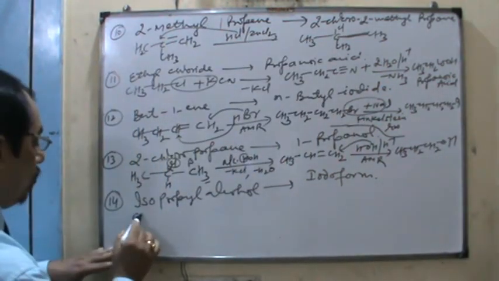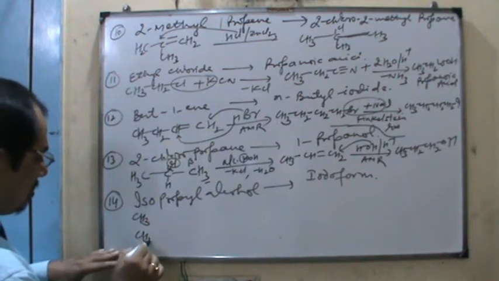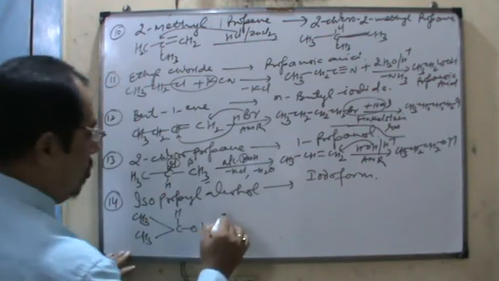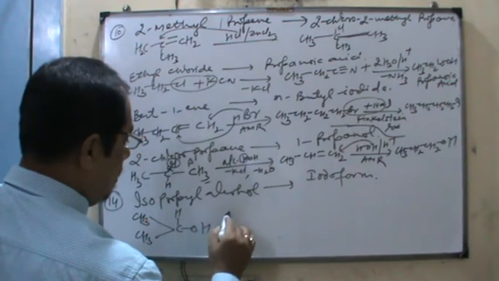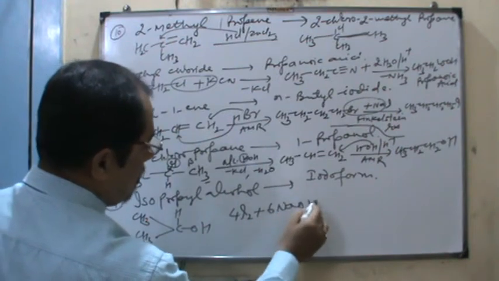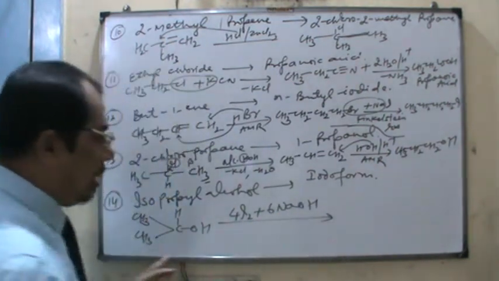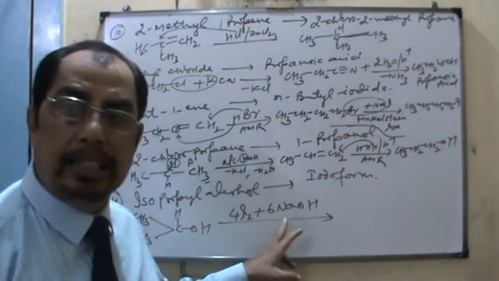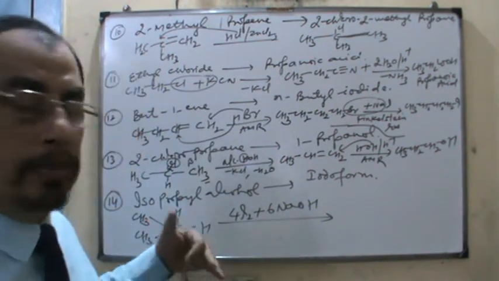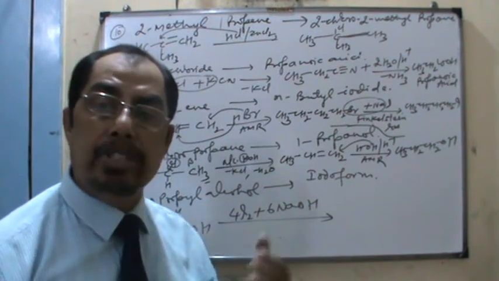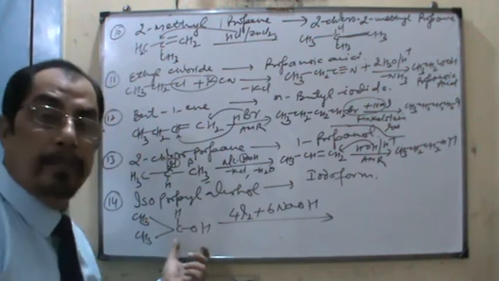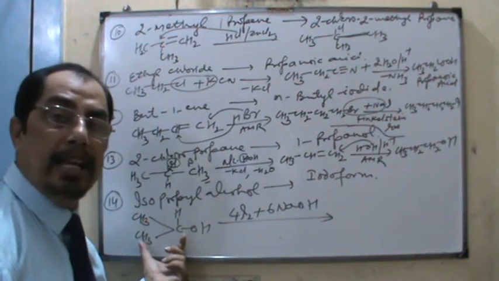Isopropyl alcohol to iodoform. CH3, it is the isopropyl alcohol. This is the iodoform test: 4I2 and 6 NaOH. Iodine with alkali solution is known as the iodoform test, and it will help you in the coming chapter, the aldehydes and ketones. There you will remember the same reaction. It is the isopropyl alcohol.